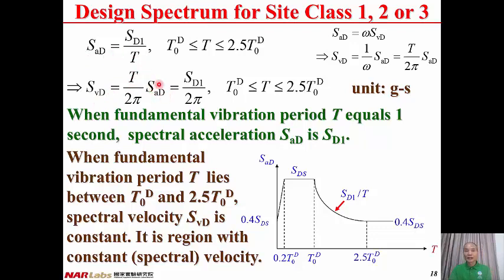And if we substitute SAD equal to SD1 divided by T, the T cancel out each other. Therefore, we have SVD equal to SD1 divided by 2 pi, and because SD1 is one of the two parameters, it's a constant. It does not vary with the structural vibration period. Therefore, SVD is constant in the range from T0D to 2.5 T0D. The unit for SVD is g times s, g is the gravitational acceleration, and s is the second. So we call this region periods with constant design spectral velocity.